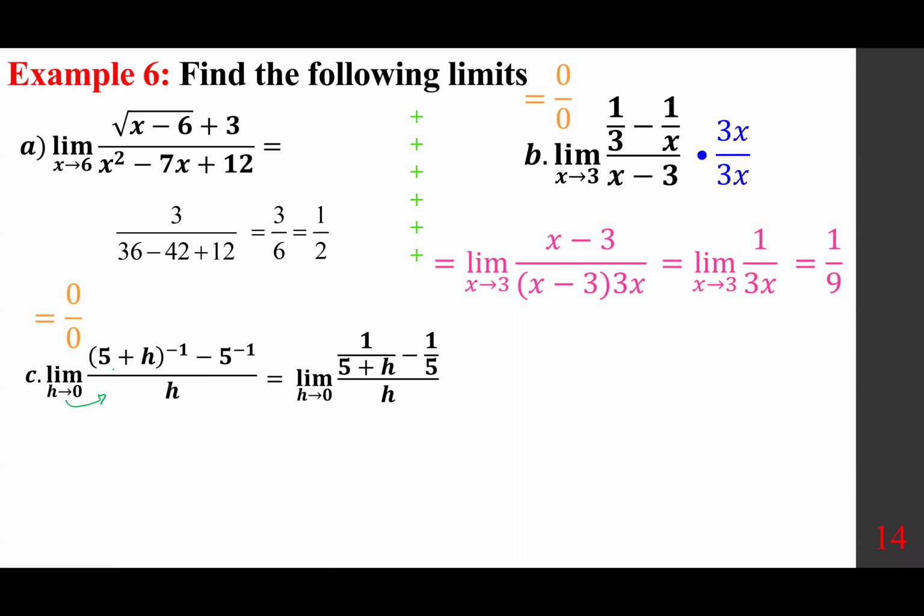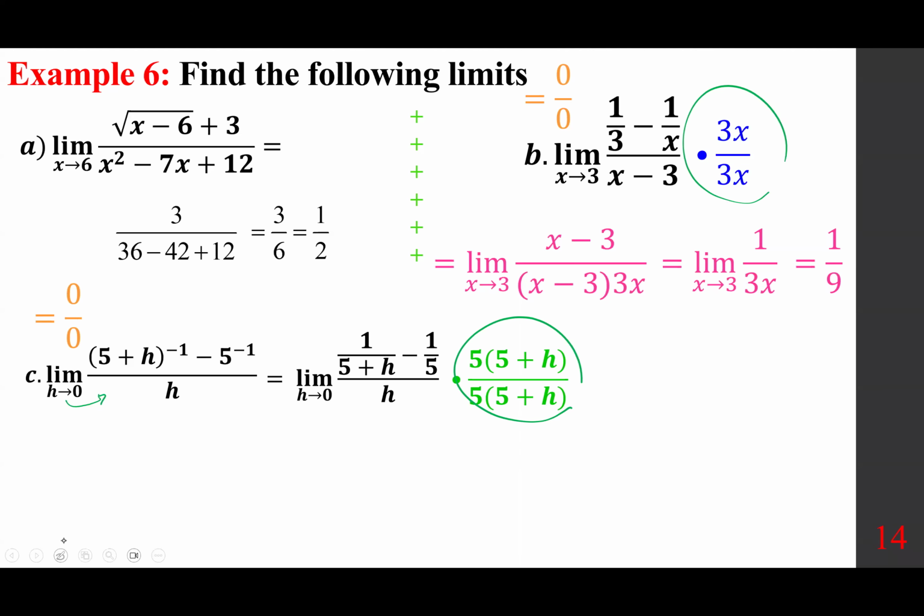You have a complex fraction. You multiply by LCD, which is 5 times 5 plus h. And bear in mind, you multiply and divide, because again, this must be 1, this must be 1. And you don't do anything to the bottom because h is approaching 0 and you want to get rid of it. So the bottom is h times 5 plus h.